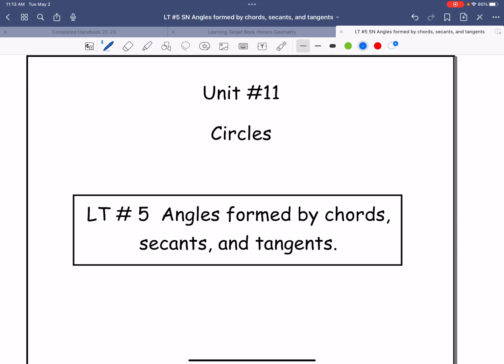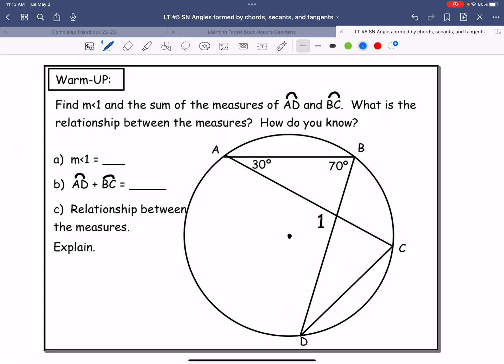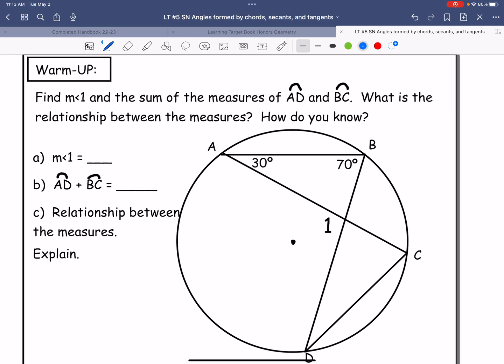Hello, this movie is for Learning Target 5, angles formed by chords, secants, and tangents. Let's look here. Let's find first the measure of angle 1. Now, if we're trying to find the measure of angle 1, notice how it's supplementary to that angle.